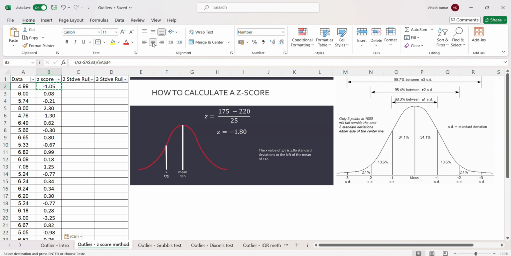Now we will come to the standard normal distribution curve. Many of you would have seen the standard normal distribution curve being discussed in my videos before.